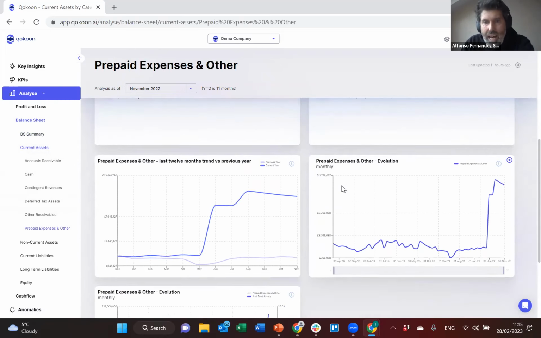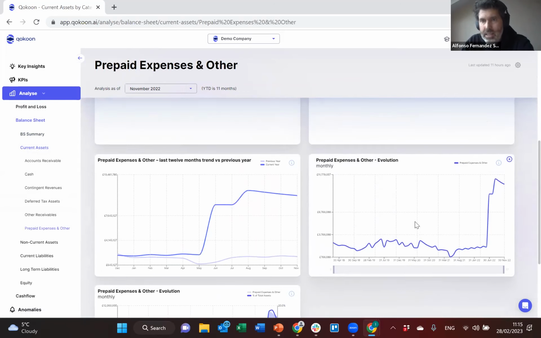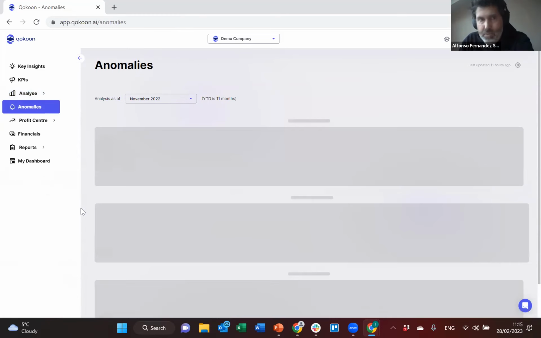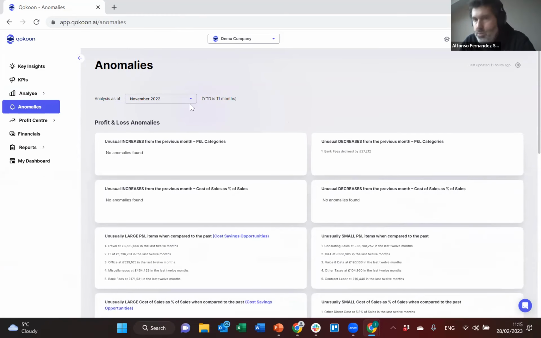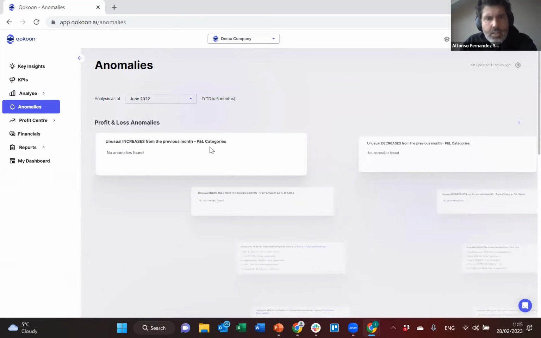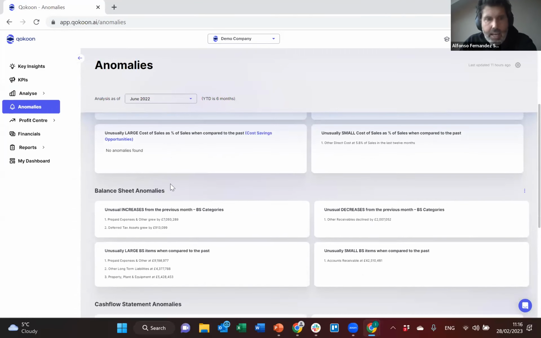Do you see how this is the balance of prepaid expenses for the last 5 years? Do we see an anomaly there? Yes. Basically, in June, it increased by 7 million. I'm going to take us to the anomaly section. In the anomaly section, we detect anomalies in P&L, balance sheet, and cash flow, several types of anomalies, and we've discovered bookkeeping errors and fraud. I'm going to assume we were in June, and I'm going to go directly to the balance sheet anomalies. So we have P&L, balance sheet, and cash flow.